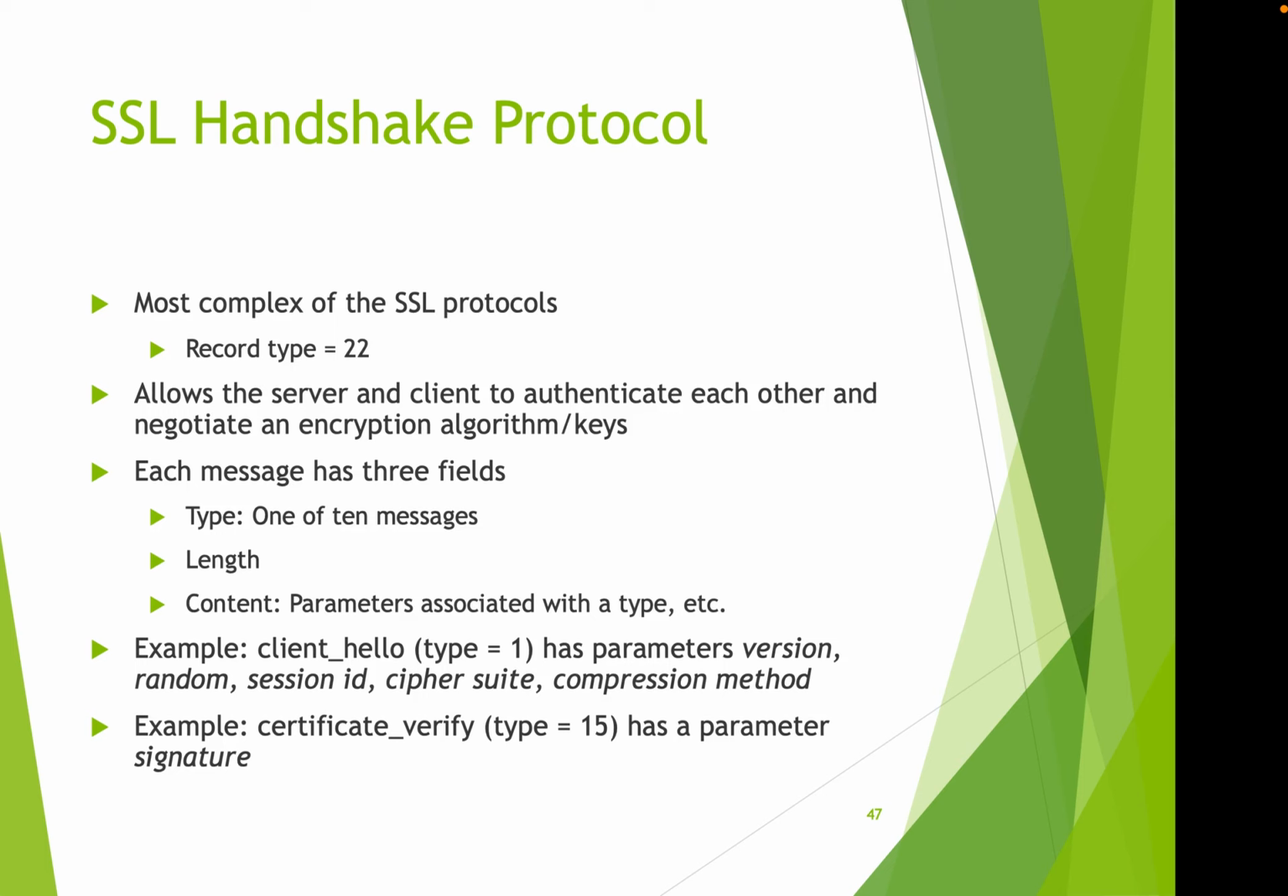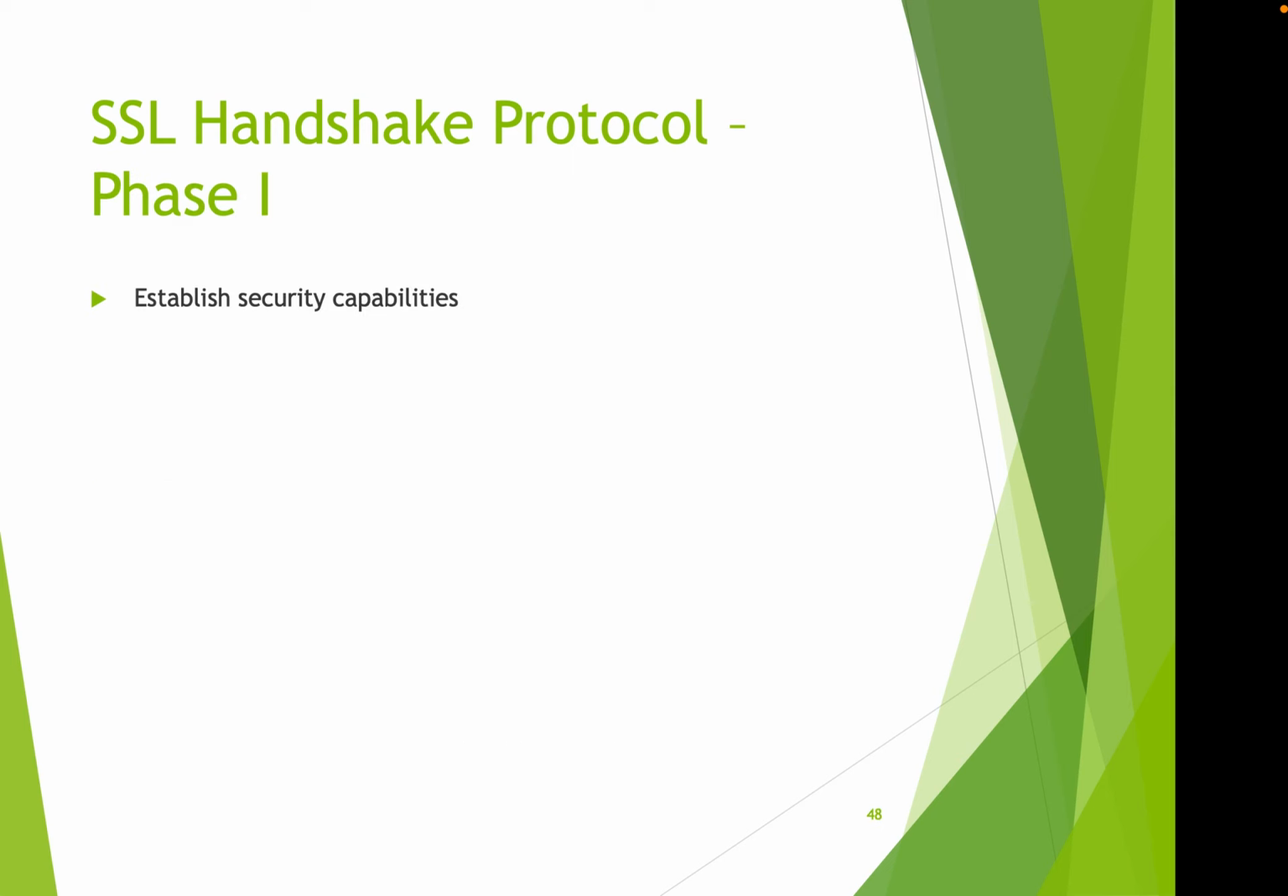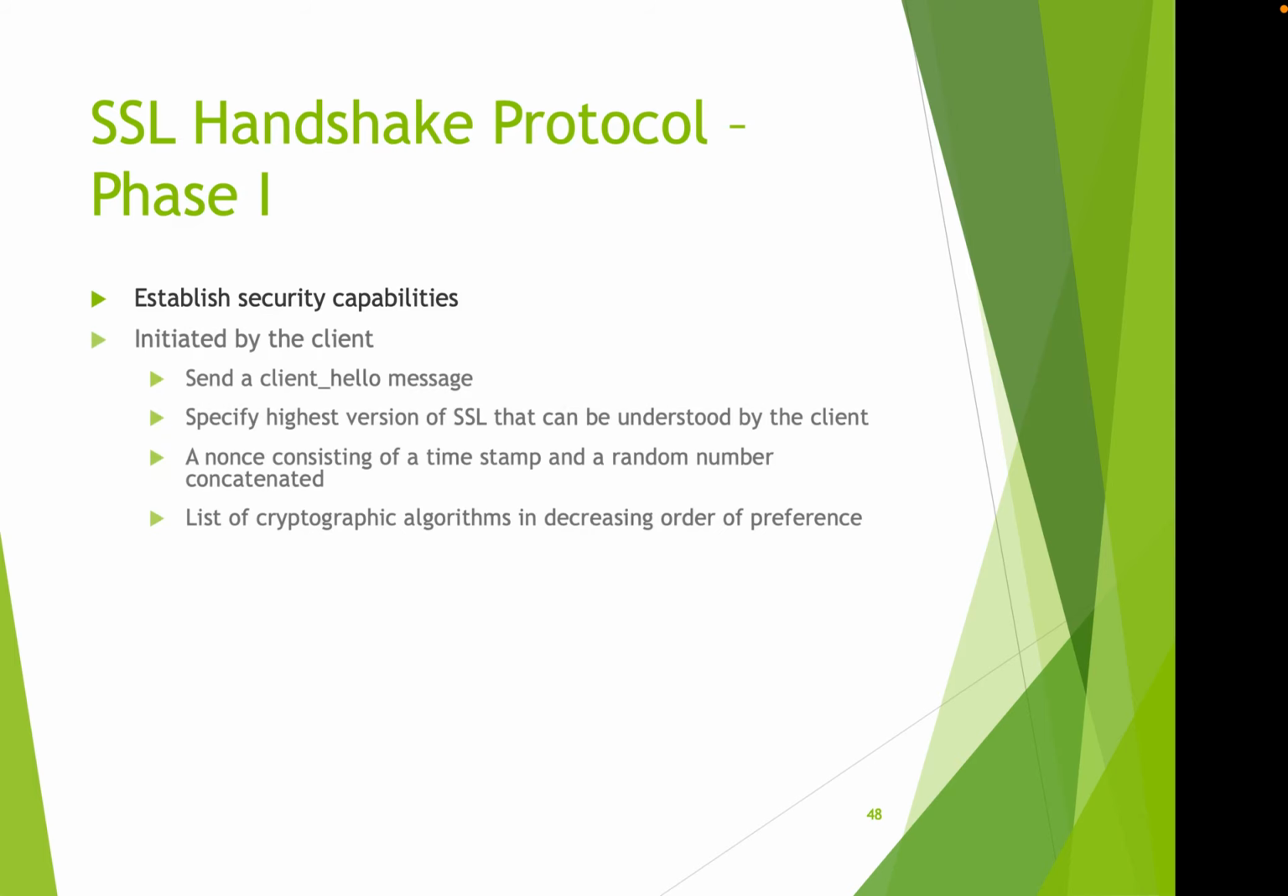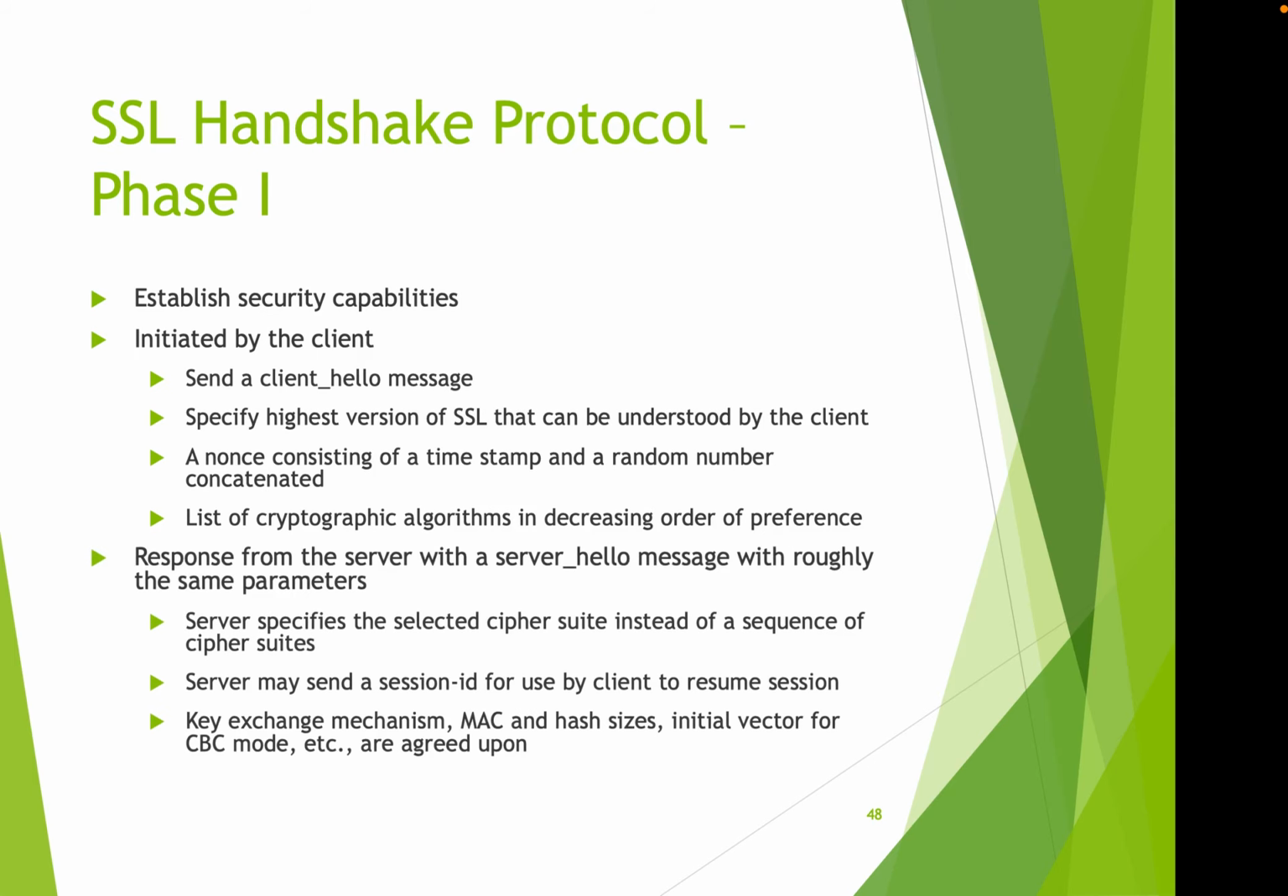The handshake protocol is complex, the most complex of the SSL protocol. The record type is 22, so that's a handshake. There will be a lot of messages coming back and forth, as we have seen earlier. In phase 1, there are a lot of details. I will not cover everything, but for those who are interested, you can take a look.